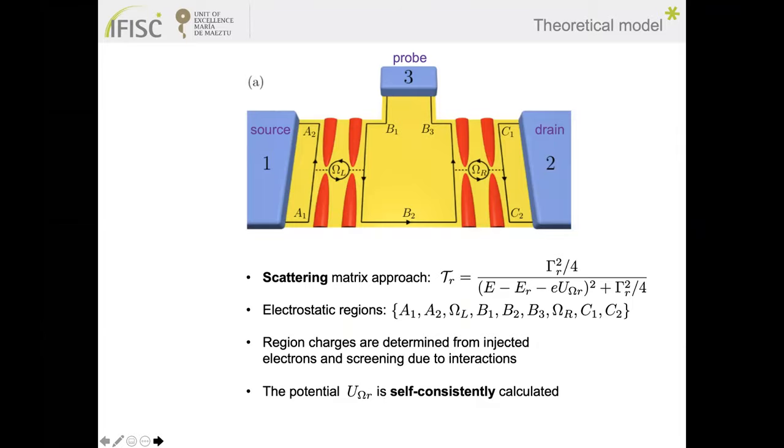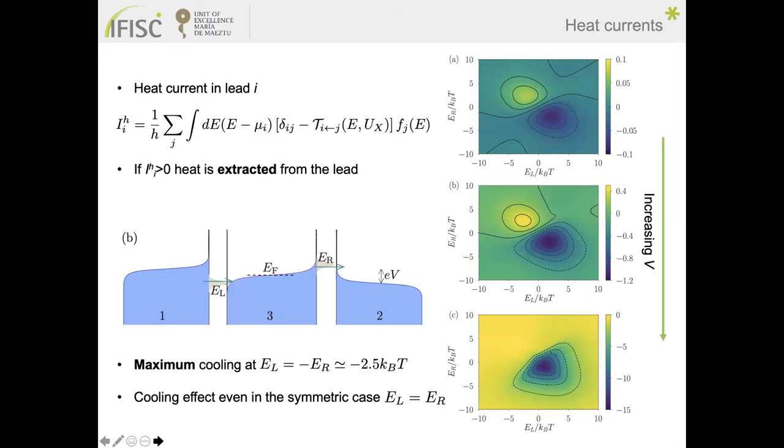Okay, so this was the general idea, and now for the equations. They are based on the scattering matrix approach, including electron-electron interactions, because we go beyond the linear response regime. All the potentials here are self-consistent, calculated within a mean field approximation. And so the main magnitude here is the heat current, which can be extracted from terminal three, okay? And this is what we plot here in the right panels. Positive heat flux means that we are extracting heat, and this is seen in these bright regions here, when we increase the voltage applied between terminal one and terminal two.